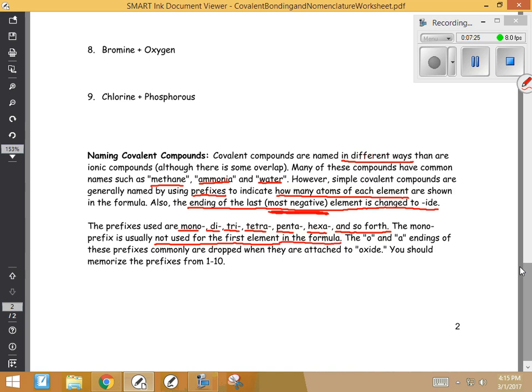The mono prefix is not used for the first element in the formula. For instance, carbon dioxide, we wouldn't call it monocarbon dioxide. We simply call it carbon dioxide. So you don't use that mono on the first element. And here we go. Sometimes you have to also drop an O and an A ending of those prefixes when you attach it to oxide, because oxide has a vowel in front.